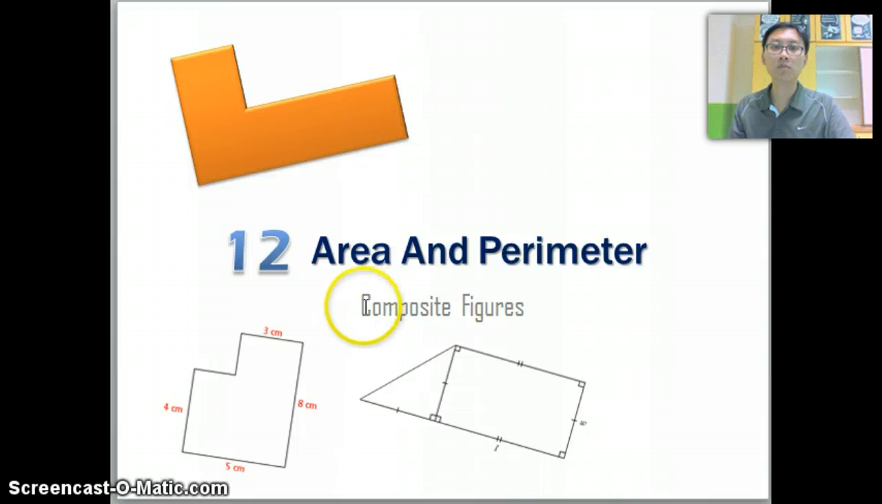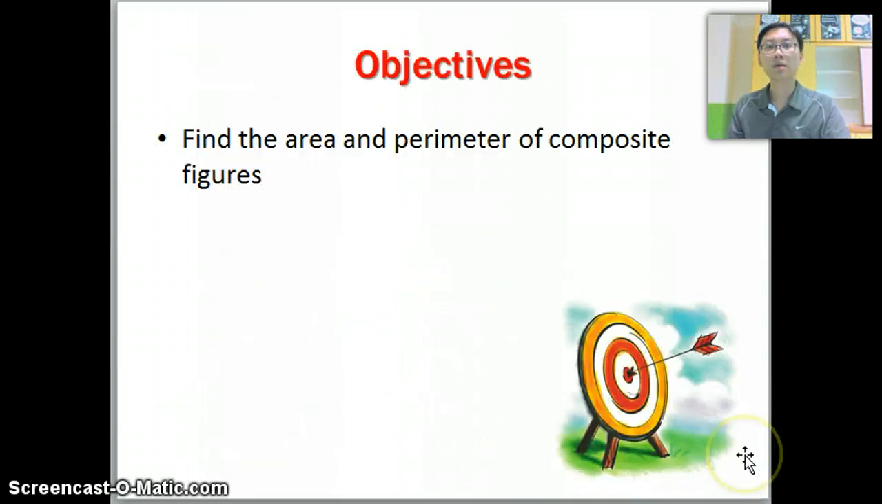Today's lesson we are going to talk about composite figures. Okay, all about composite figures. Now, the objective of today's lesson is that after this lesson, you should be able to find the area and perimeter of composite figures. Okay, so let's dive in.